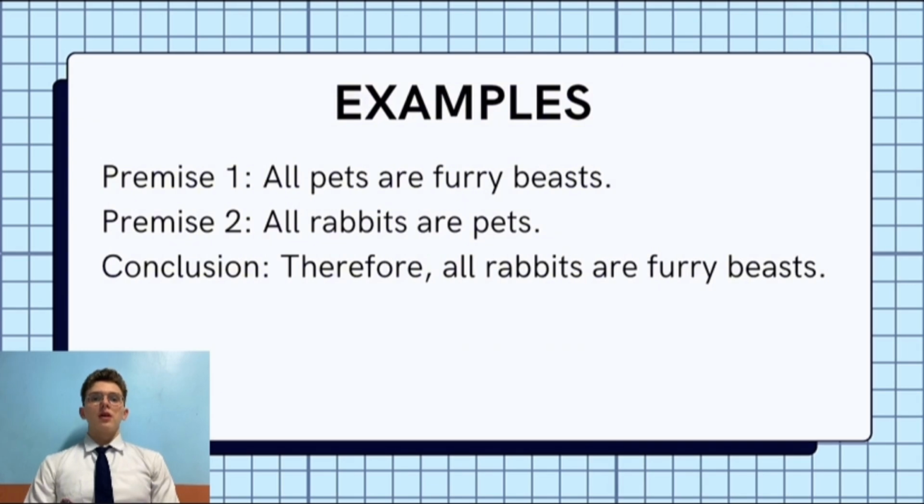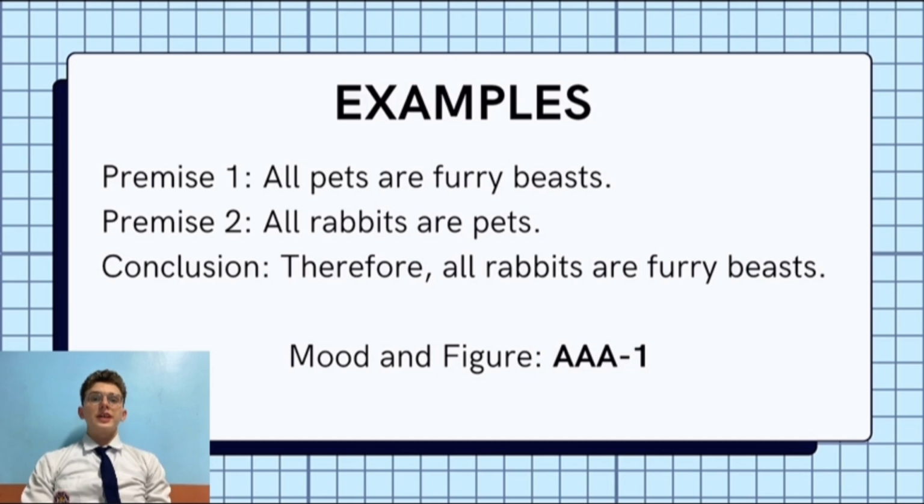Example 4. All pets are furry beasts. All rabbits are pets. Therefore, all rabbits are furry beasts. Let's determine its mood. Each premise states that all S are P, which is denoted as A. Therefore, the mood for this categorical syllogism is AAA. For the figure, the middle term appears on the left in the first premise and on the right in the second premise. Therefore, it follows figure 1.